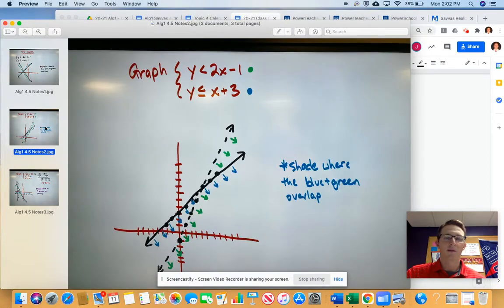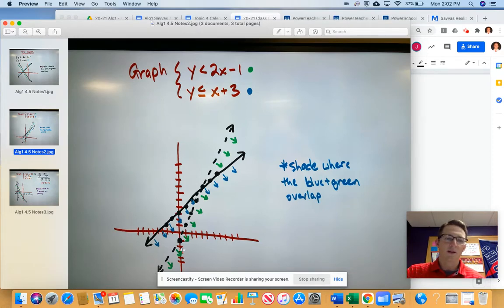In our next example, we have y is less than 2x minus 1 in green, and y is less than or equal to x plus 3 in blue. So in our green line, our y-intercept is negative 1, and our slope is up 2 over 1. And it's a dotted line because it is less than and not equal to. So we have a dotted line right here with the slope of 2.